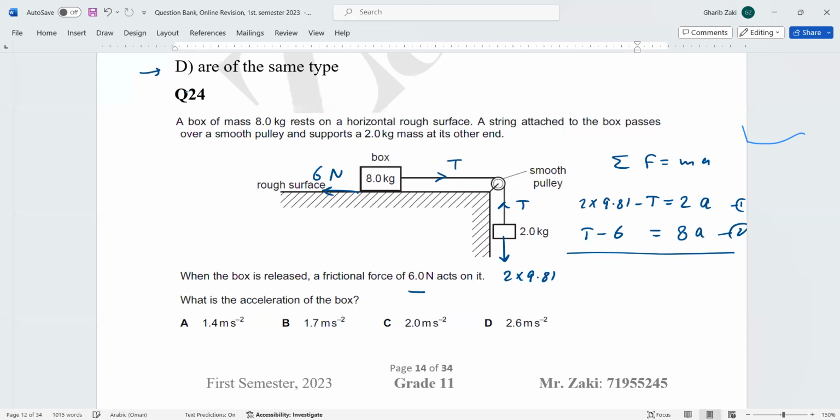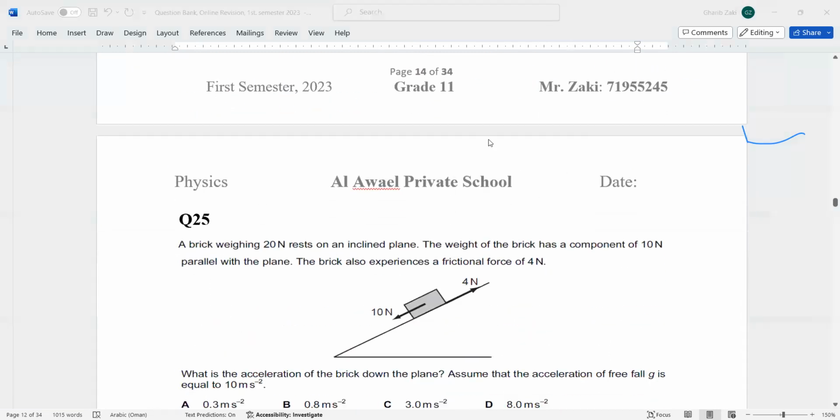What do we say? We add the two equations. When you add the two equations, T cancels with T, then 2 multiply 9.81 minus 6 equals 13.62. 2 plus 8 equals 10a. So from this, we can get the acceleration. The acceleration becomes 1.4. Next question. Okay, thank you. Next question, question number 25.